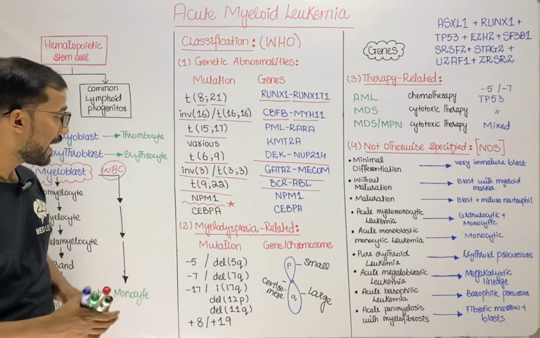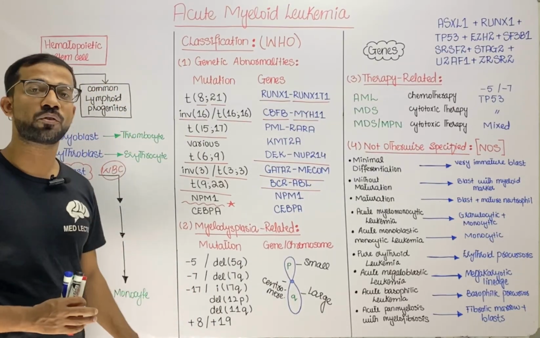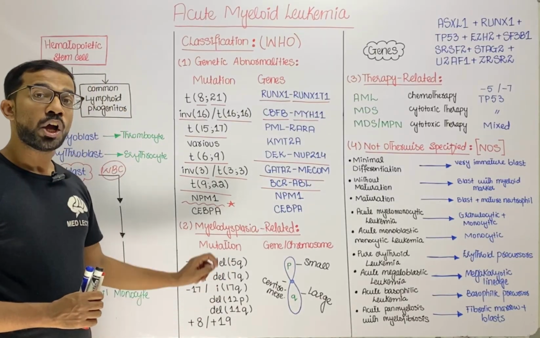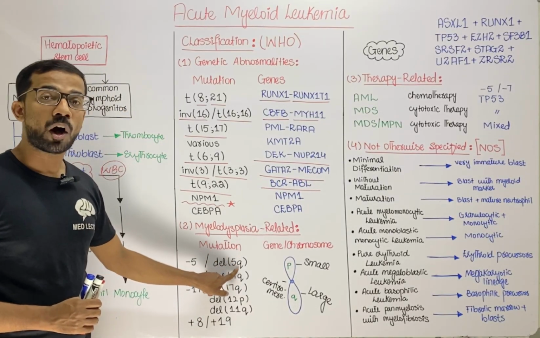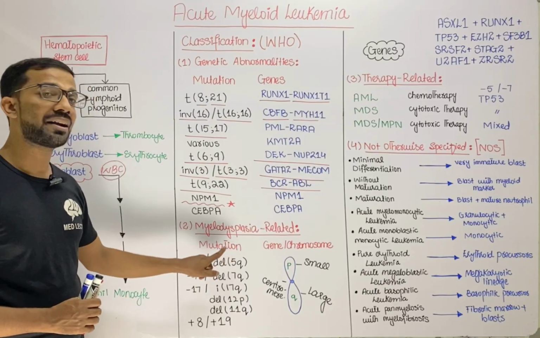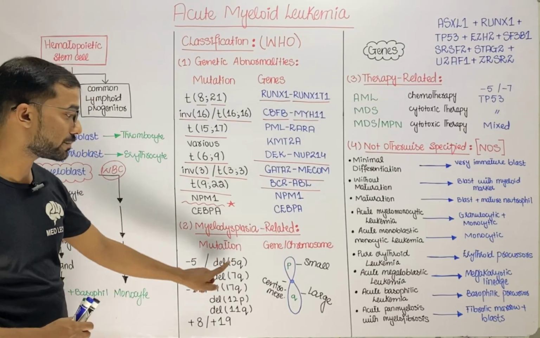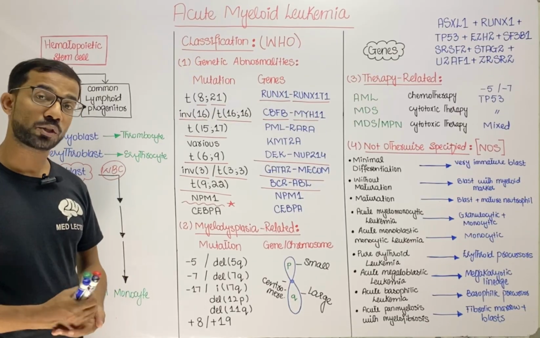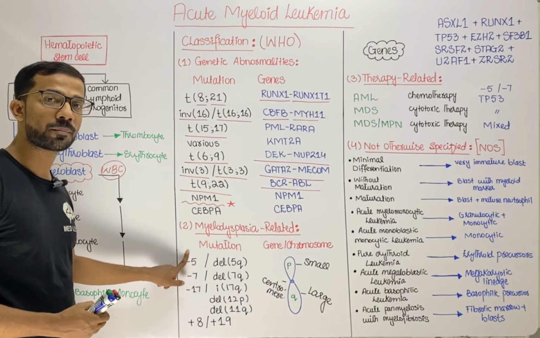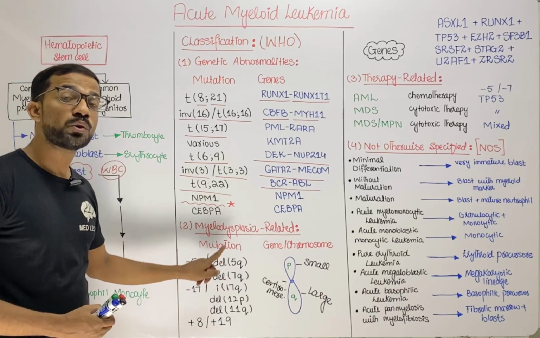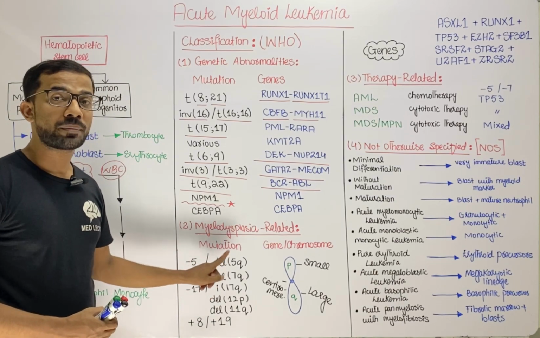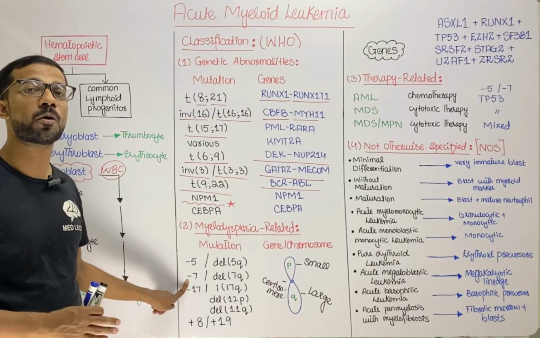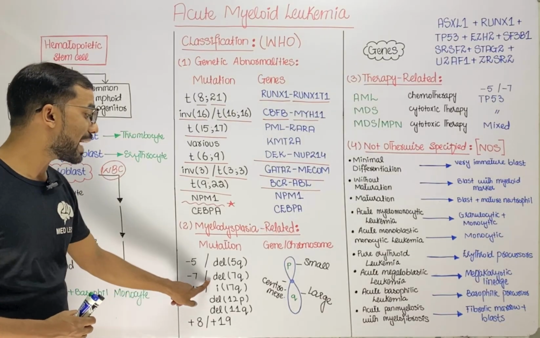That is an important thing. In that case, -5 means absence of chromosome number 5, and del5q means that the Q arm of chromosome number 5 is missing. It means that the larger arm of chromosome 5 is missing. Two cases: complete absence of chromosome number 5, or the Q arm of chromosome number 5 is absent.